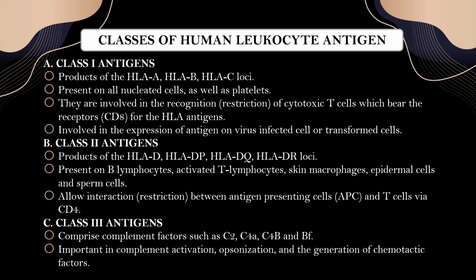We have three different antigen classes for the HLA. We have class 1, class 2, and class 3. So as for class 1 human leukocyte antigens, this includes the products of the HLA-A, HLA-B, and HLA-C loci. And the antigens are found on all nucleated cells of the body and as well as in your platelets.